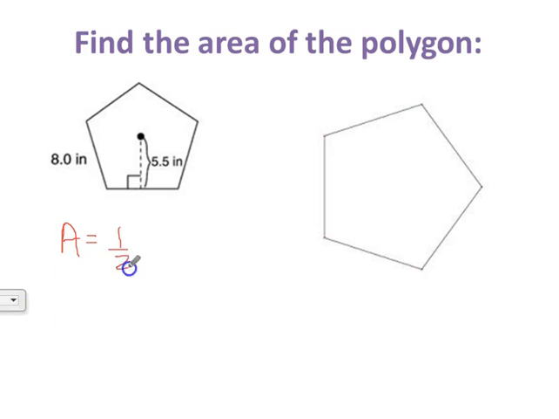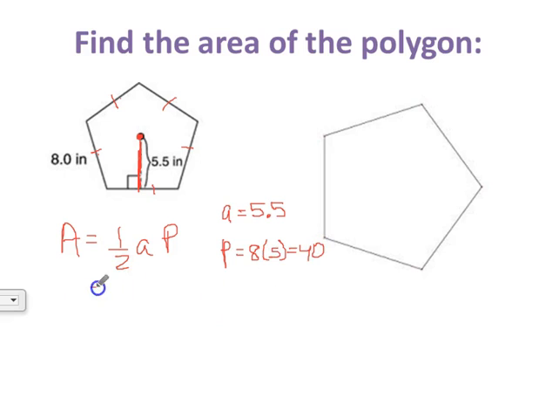Area equals 1/2 a times P. What is the apothem? The apothem, remember, has to form a right angle with the side of your polygon. It goes from the center of the polygon and forms a right angle with the side. That's your apothem, so it's going to be 5.5. What is the perimeter? Well, one side length is 8, and they're all going to be congruent. We've got 1, 2, 3, 4, 5 sides, so the perimeter will be 8 times 5, which is 40.